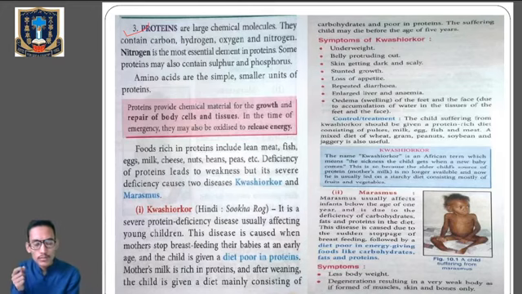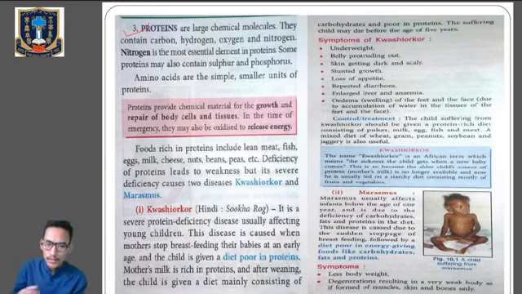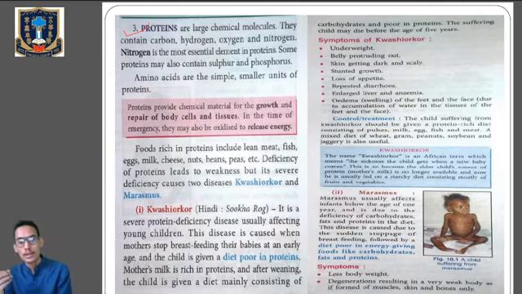And it is caused when the mother stops breastfeeding the baby at an early age and the child is given a diet which is poor in proteins. Clear? So kwashiorkor mainly affects young children and is mainly caused when the mother stops breastfeeding the baby at an early age and provides a diet which is poor in protein content. Mother's milk is rich in proteins, and after weaning the child is given a diet mainly consisting of carbohydrate and poor in proteins.